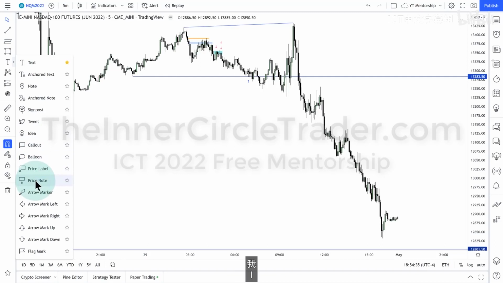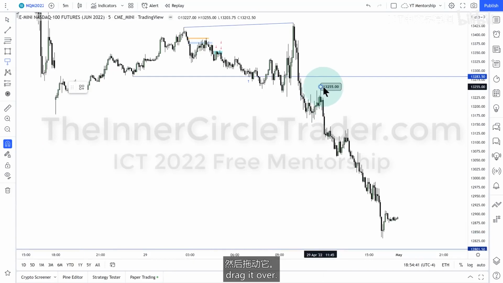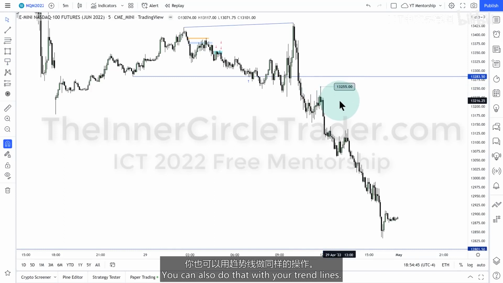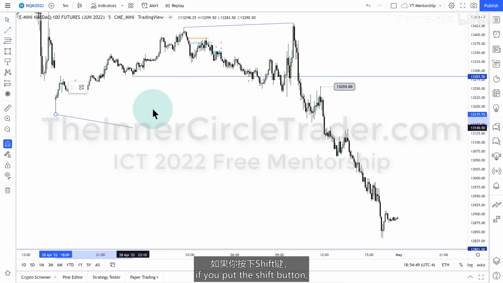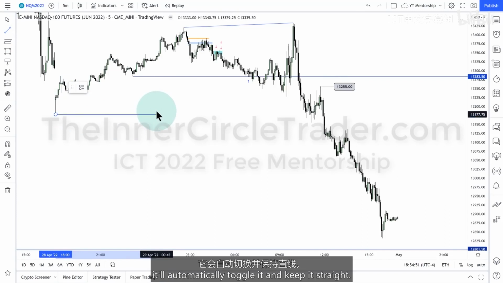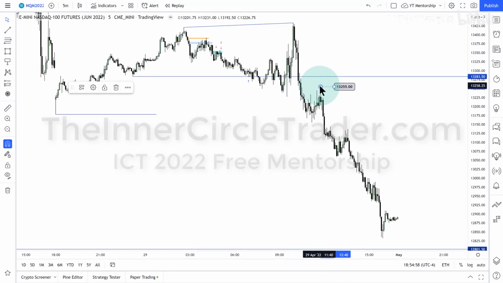Price note. I had someone ask me, how do I put those little annotations on? Just anchor to the high you want, drag it over. If you hold down the shift button, it'll make it level. You can also do that with your trend lines. So if you want to add here, if you start dragging it, if you press the shift button, it'll automatically toggle it and keep it straight. And so many of my students were so helpful because it used to drive me crazy.